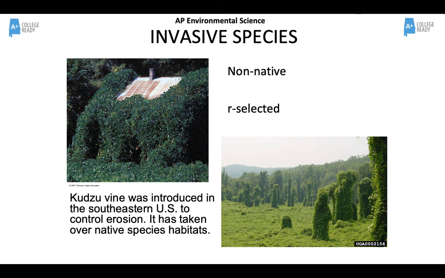But kudzu was introduced on purpose to try to control soil erosion, and it grows very well. And it actually causes problems by growing over plants and trees and blocking out the sun, and the plants die because they cannot get the energy from the sun for photosynthesis to stay alive.